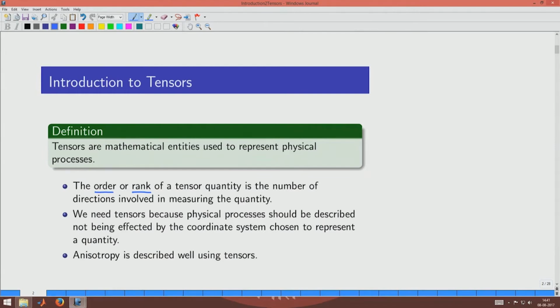If you want to mention a tensor of order n, for example, then you can immediately say that there will be 3 raised to the power of n elements involved. Which means that a tensor of order 0 means there will be just one number for that quantity, which is a scalar, and a tensor of order 1 means a bunch of 3 numbers, and a tensor of order 2 is a bunch of 9 numbers and so on.